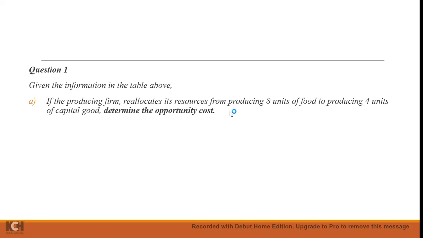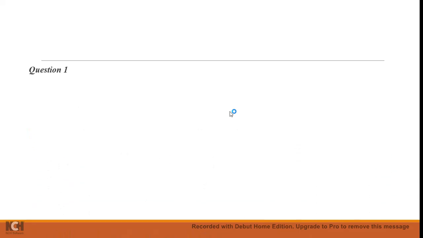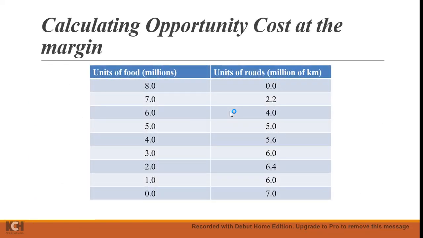You realize that if you want to produce 4 units of capital goods, let's go back to the table and look at how it looks. At 8 units of food, the firm was producing 0 units of roads. It means that at that point we are not producing any unit of roads. But then we want to produce 4 units of road, so we are moving from 0 to 4. That means there is a gain in the unit of road. So the gain will be what? 4 minus 0, which gives us the units of road that we have gained.